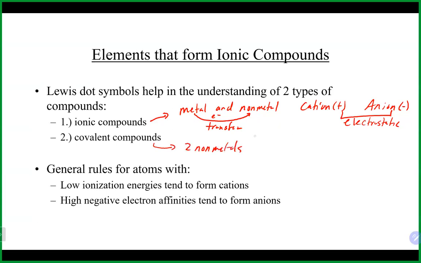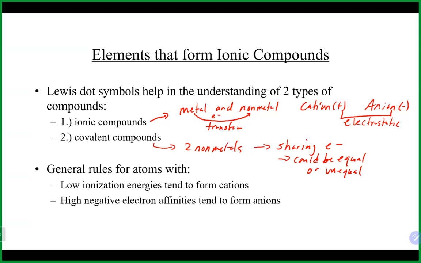And really, the reason why it's between 2 nonmetals here is we do end up with sharing of electrons in this case. And the sharing could be equal, nice equal sharing of electrons, or unequal sharing of electrons. But there is some aspect of sharing that's happening here in a covalent bond.